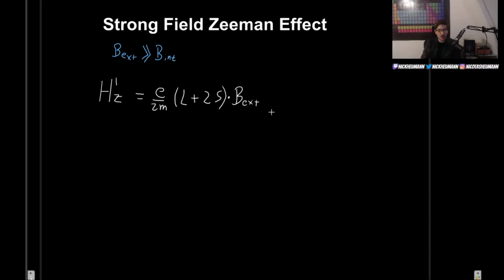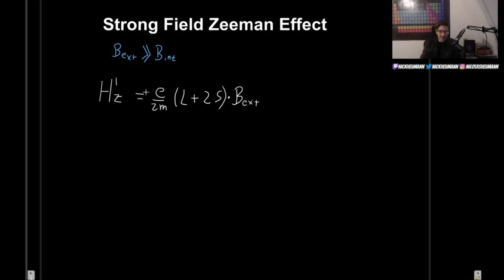It is what I wrote down here. If you are unsure where that came from, you have to go back a few videos in the playlist. So how do we go about this? Now, what we always have to define whenever we're dealing with the Zeeman effect is, well, what is our perturbation?